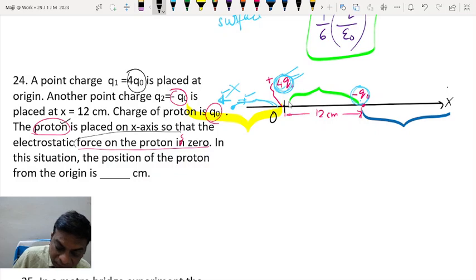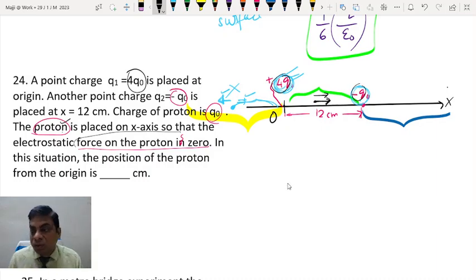Now, coming to the space between them, here somewhere you can see, due to this 4Q charge, it will be repelling it because this proton is a positively charged particle, and this negative charge will be attracting. You can see the forces will be directed in the same direction.